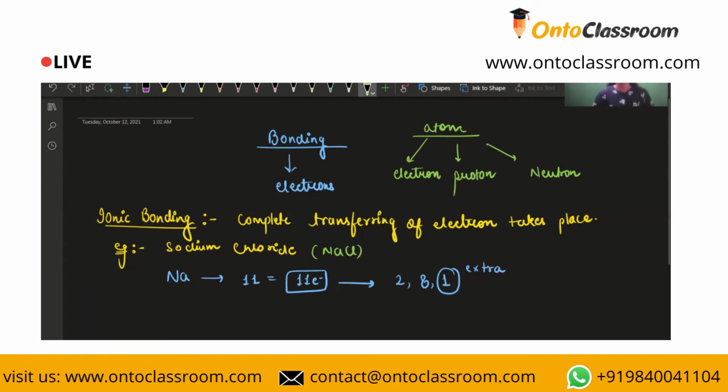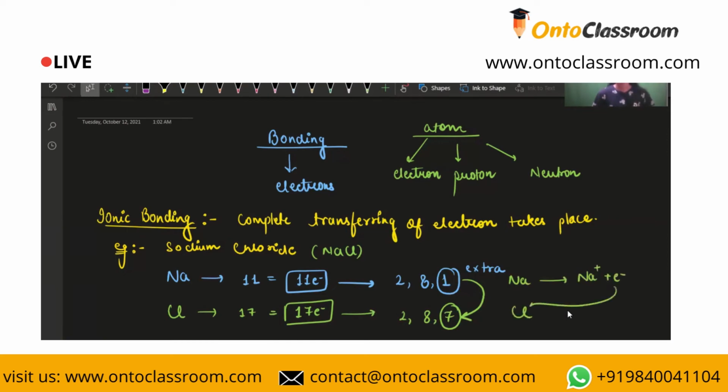But if I take chlorine, the atomic number is 17, so its electrons are also 17, students. If I do the electronic configuration, that would be 2, 8, 7. Now, students, if chlorine wants to become stable, it needs to accept one electron. Exactly, chlorine needs that one electron. So what is going to happen here is that sodium is going to lose its one electron to chlorine. When sodium loses its electron, it converts into a Na plus ion, and this electron is gained by chlorine, and that's how it converts into a chloride ion.